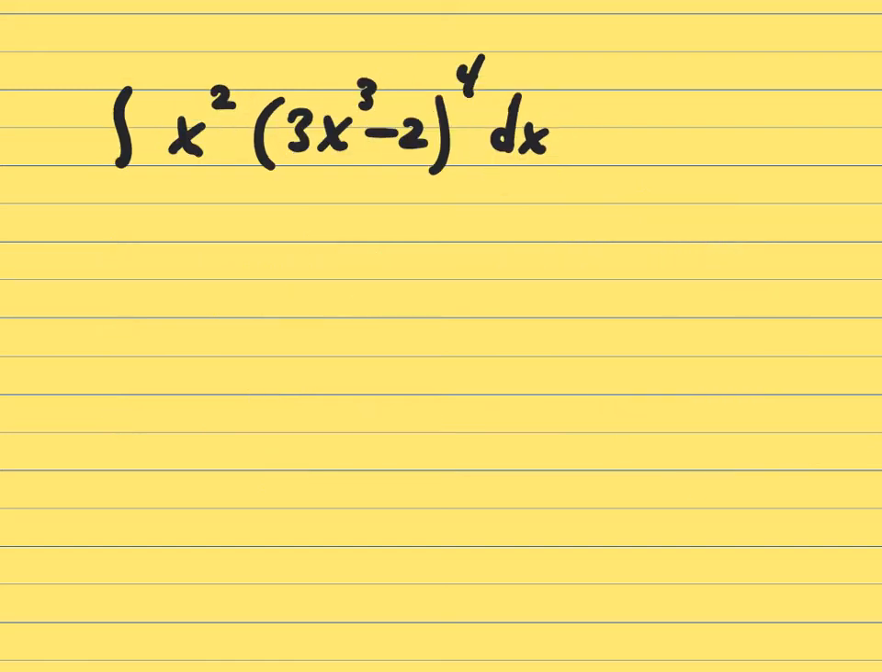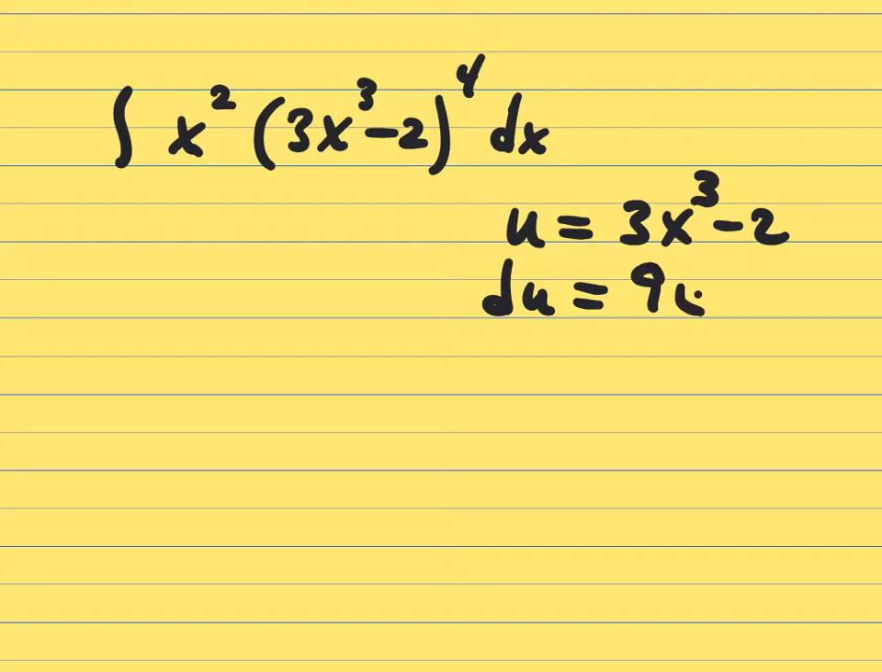On our next slide, we have something very similar. If you'll notice, 3x cubed minus 2 is grouped in parentheses. That's always a good place to start. Now, it's not money in the bank, that's where you start, but that's where I always go. And I'll let u be those two terms in the parentheses. Take the derivative of both sides. du equals 9x squared dx.